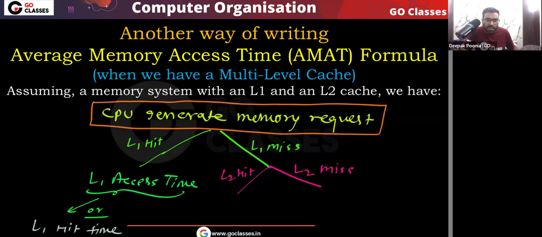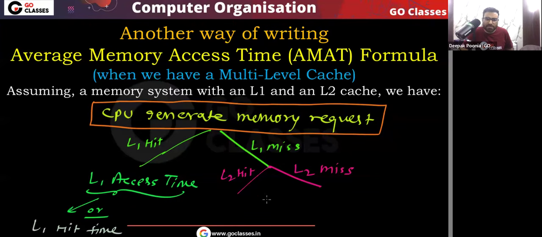Correct? Now, if there is an L2 hit, what is the total access time seen by the CPU? Can you tell me? What is the total access time seen by the CPU when there is an L1 miss and L2 hit? That is the same as L1 access time plus L2 access time. Yes or no? Because remember, for every memory request, first we will always check the L1 cache, so I can say L1 access time. And because there is an L1 miss, we will access the L2 cache.